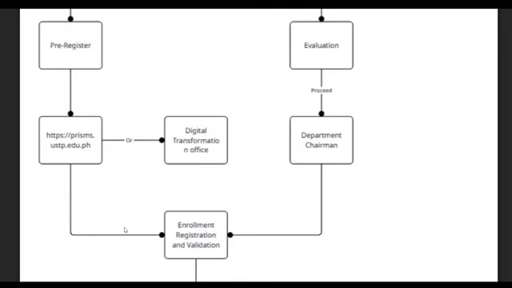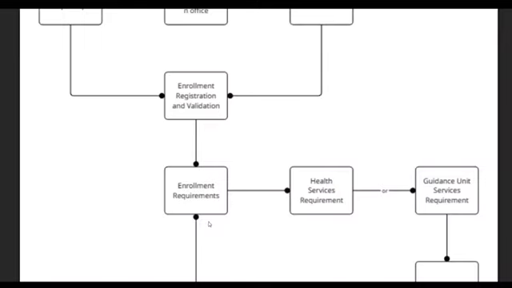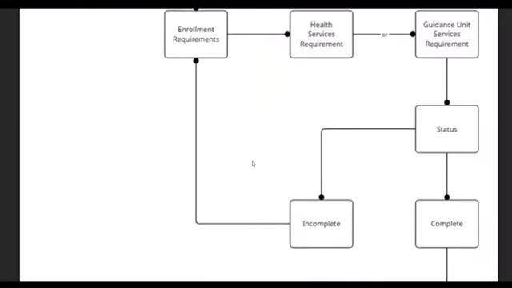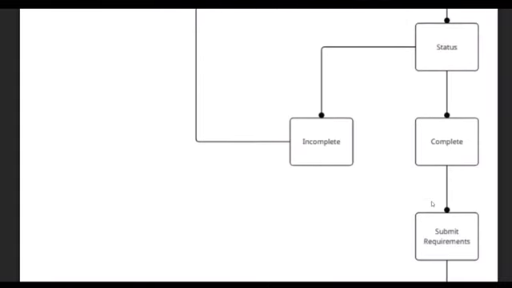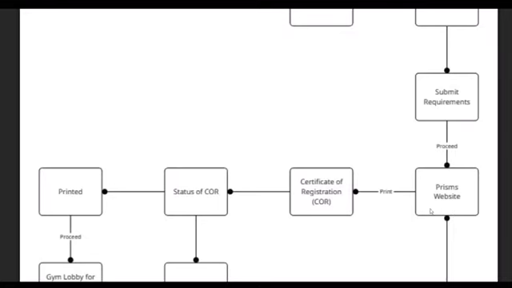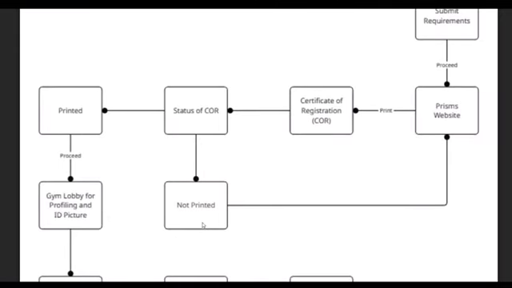Then comes enrollment registration and validation, followed by completing the requirements sa atong health services requirement or guidance unit requirements. And if incomplete siya, you need to return during the step. Okay? And then, after all requirements are submitted, mubalik ka sa PRISM website para imuhang i-print ang imong Certificate of Registration or COR. Again, if it is not printed, you'll repeat another step.